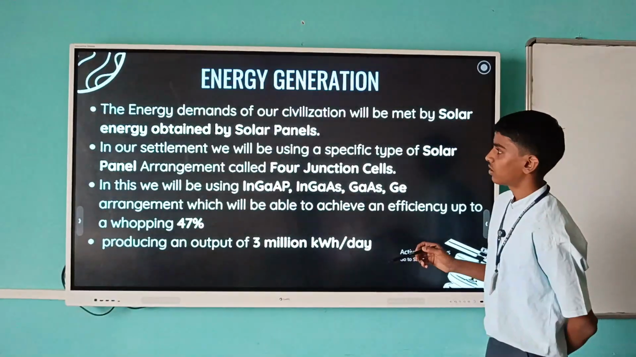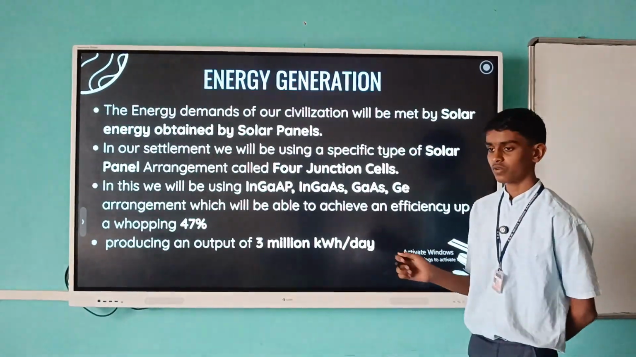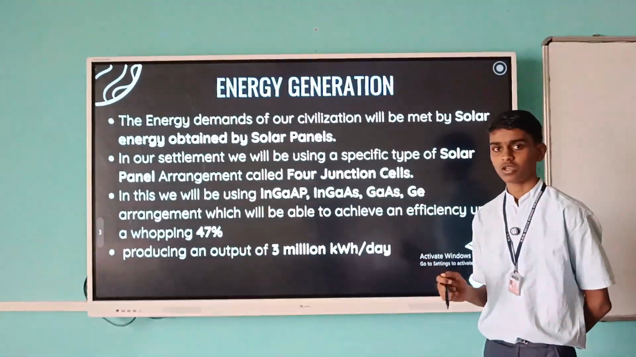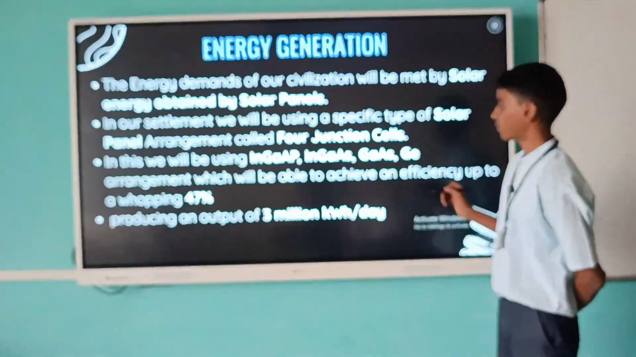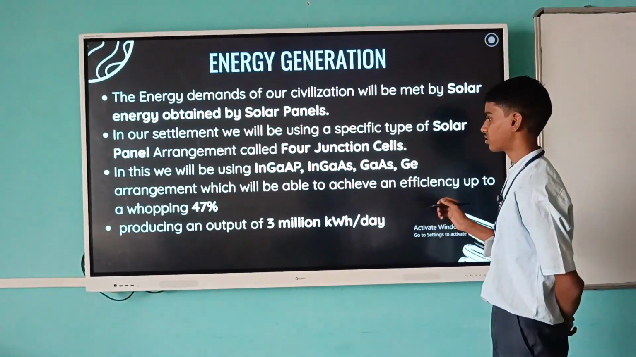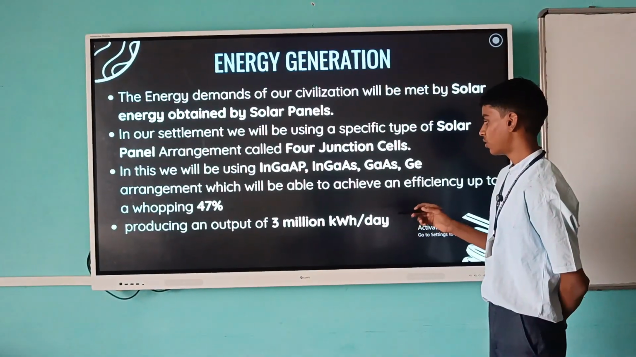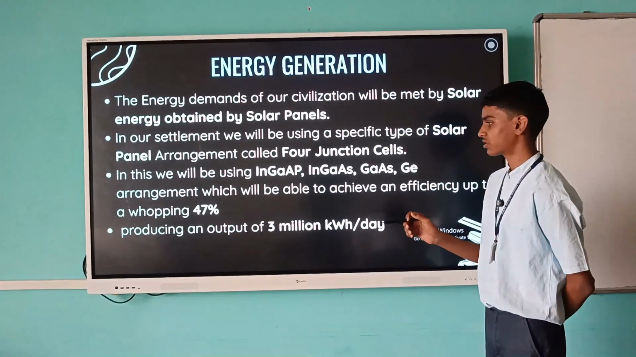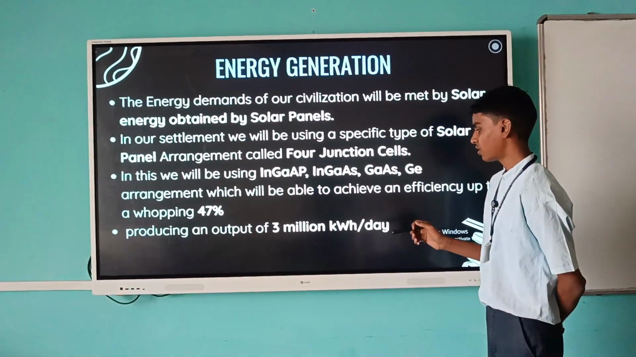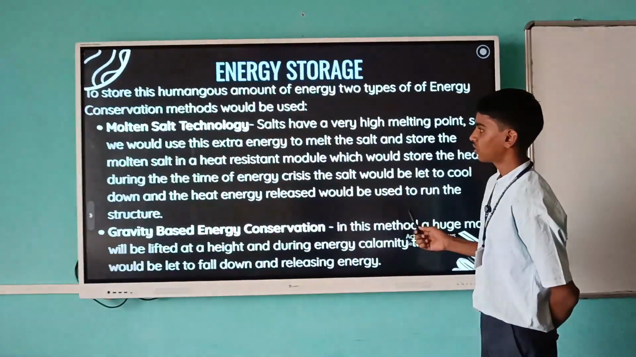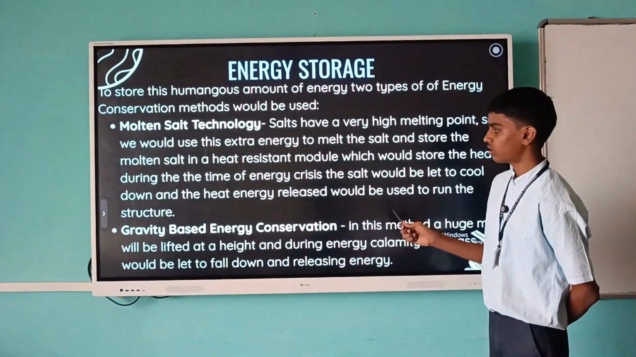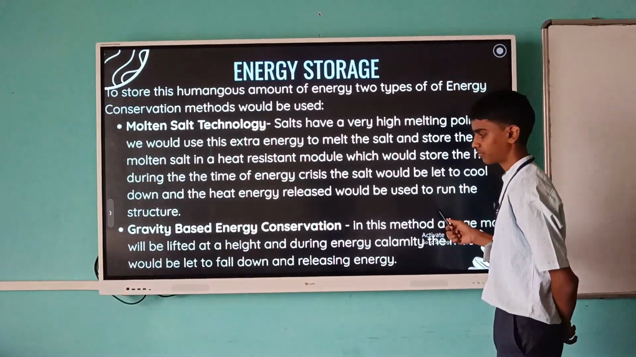Energy generation. The energy demands of our civilization will be met by solar energy obtained from solar panels. In our settlement, we will be using a specific type of solar panel arrangement called 4-junction cells. This arrangement will be able to achieve an efficiency of up to 47% and produce up to 3 million kilowatt-hours per day of energy. In energy storage, we will be using 2 methods, mainly molten salt technology and gravity-based energy conservation.